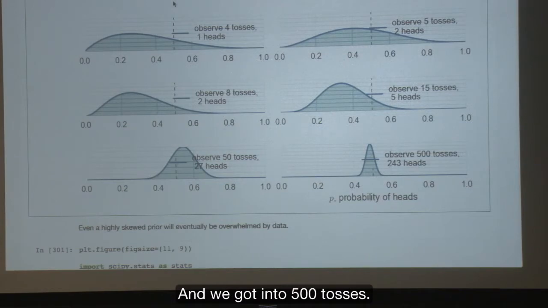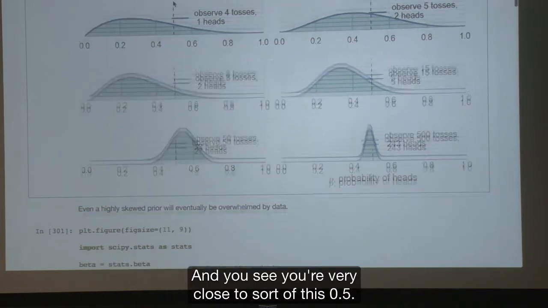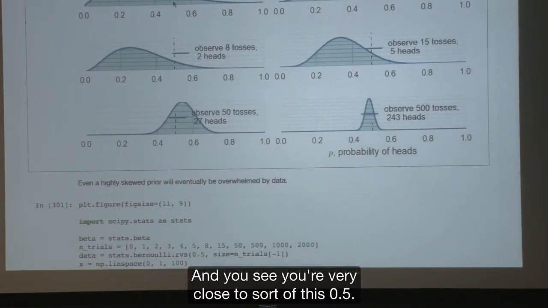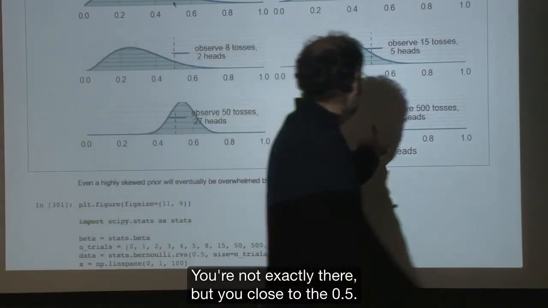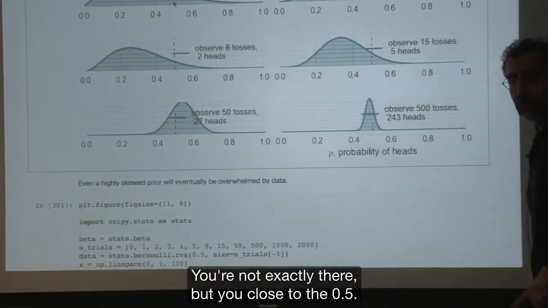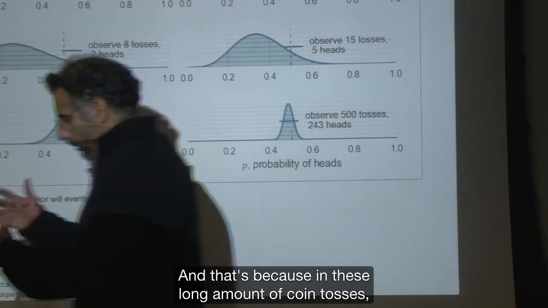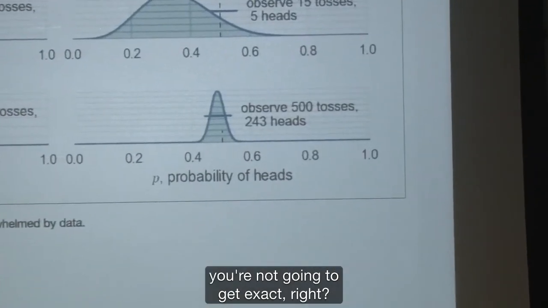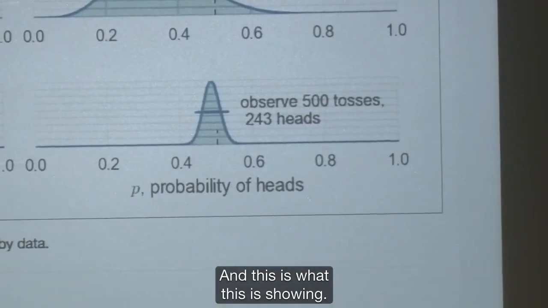And we've gotten to 500 tosses, and we've got about 243 heads. And you see you're very close to this 0.5. You're not exactly there, but you're close to the 0.5. And that's because in these long numbers of coin tosses, you're not going to get them exact, right? And this is what this is showing.